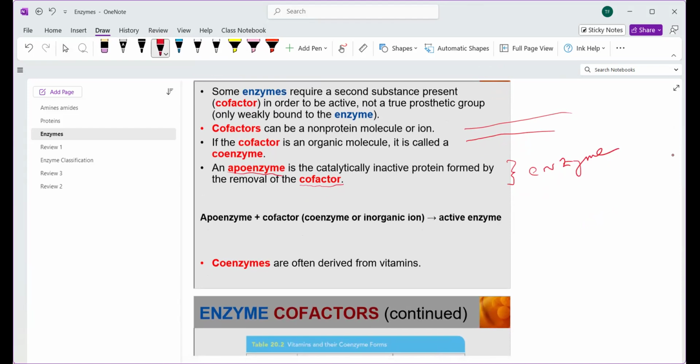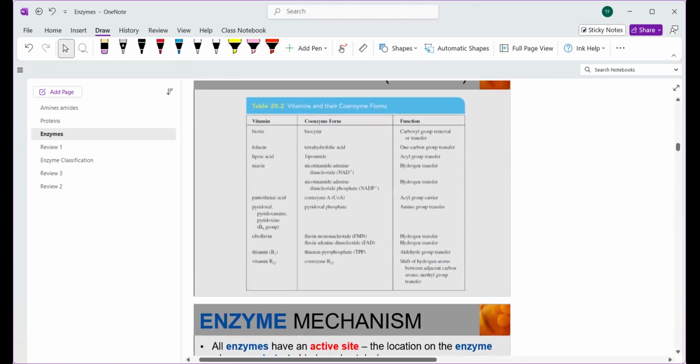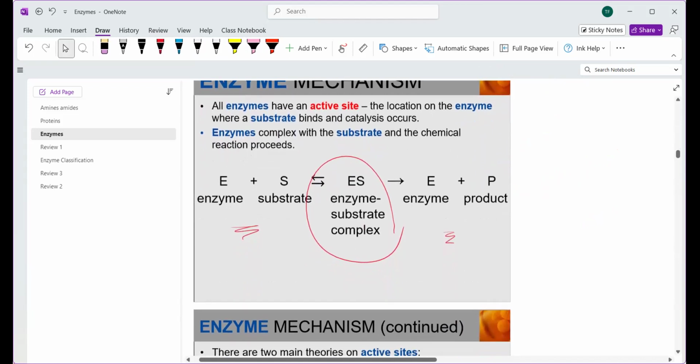Vitamins are frequently coenzymes. That's why they're important in our body. So we have a non-functioning enzyme plus the cofactor gives us an active enzyme. Okay, these are some examples of vitamins that are coenzymes, cofactors, I mean.